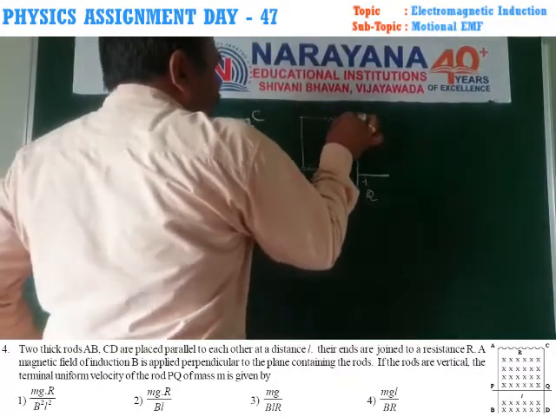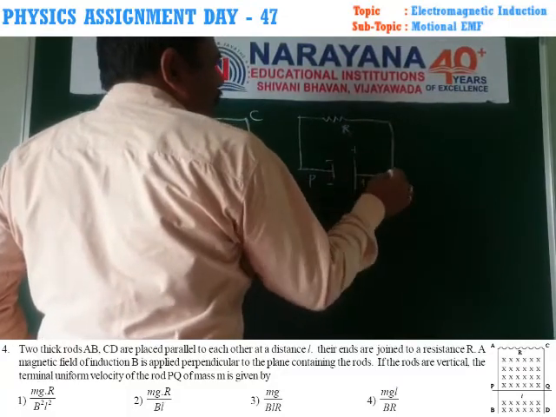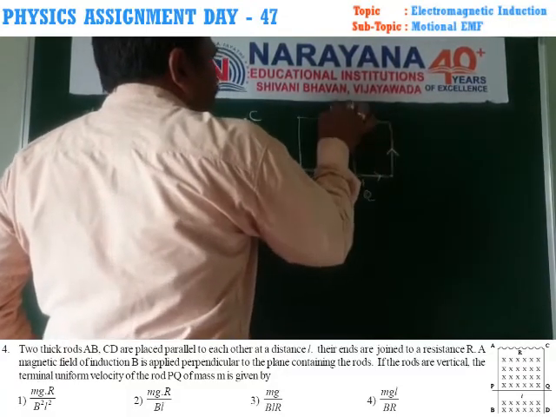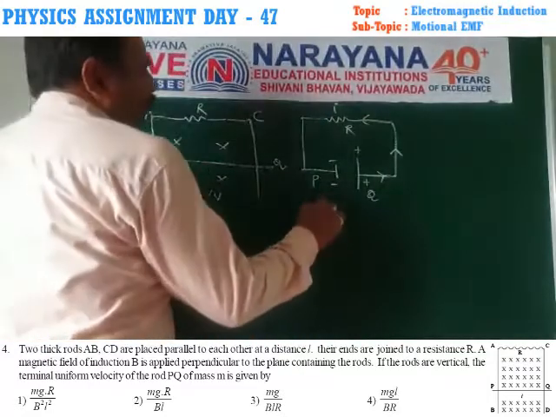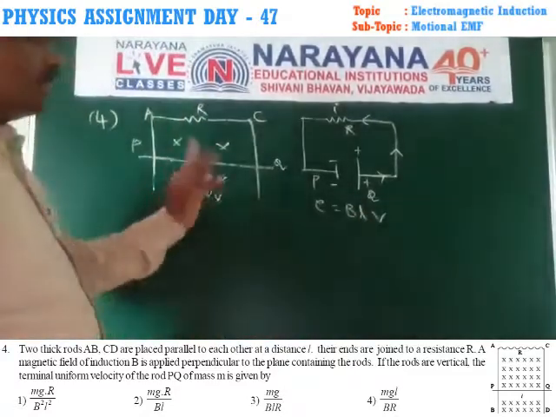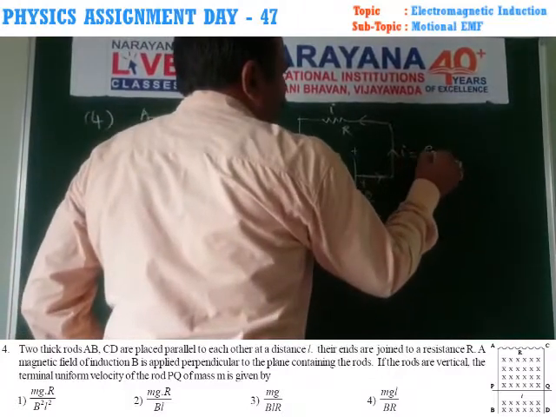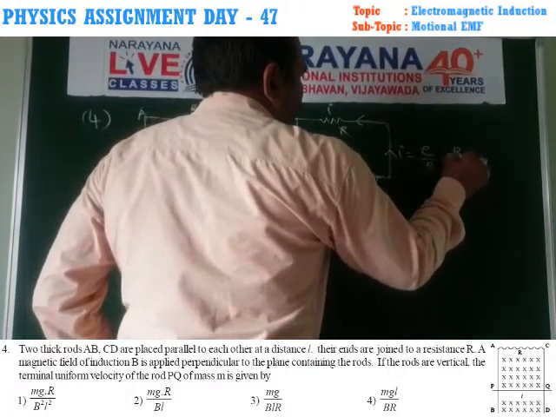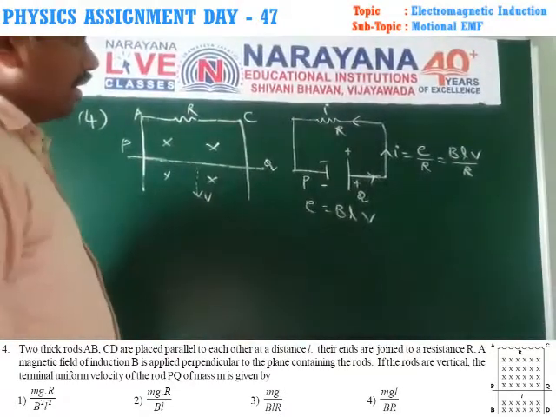So the external resistance R is there. It supplies a current I. Therefore EMF is equal to BLV. The current in the circuit I is equal to EMF by resistance, that is BLV by R. This is the current in the conductor.